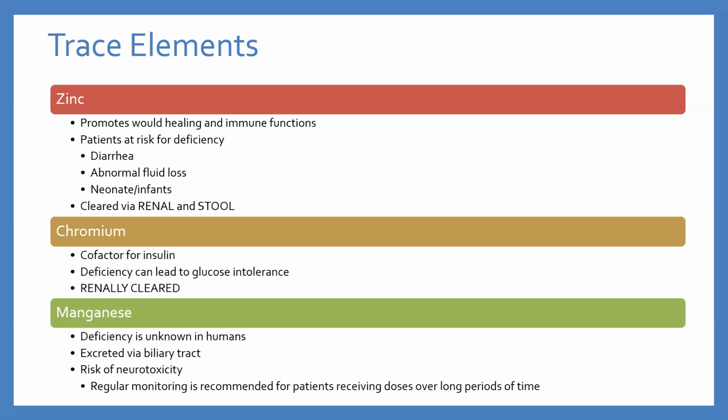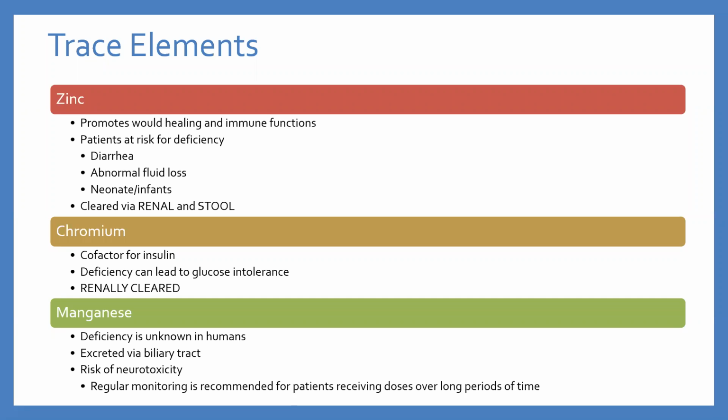Next is chromium, which is a cofactor for insulin. This deficiency can lead to glucose intolerance, and this one as well is renally cleared. For ones that are renally cleared, again, you would approach it by reducing by 50% in patients who are renally impaired. Or another approach, if you think of it as an HD kind of schedule, you can put it in there 3 times weekly, similar to if someone was on an HD dialysis schedule.